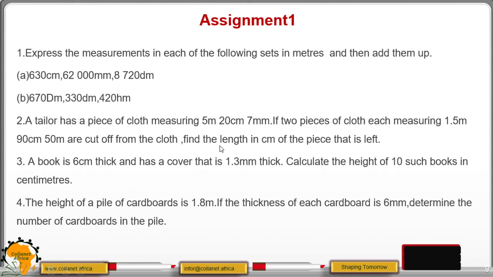Then from there, you have the assignment. The assignment is testing what we have just covered. So make sure that you practice a lot. In mathematics, you need to practice and team teach so that you can retain the concept for a longer time.